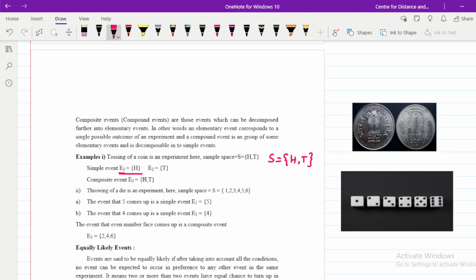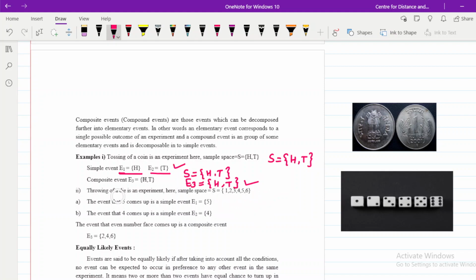Or when we toss a coin and we get tail, it is denoted by E2, which is equal to T in curly brackets. This is also a simple event. Then for a composite event, this event is denoted by E3, and E3 is equal to HT. This is our composite event. These two events are simple events and E3 is our composite event.